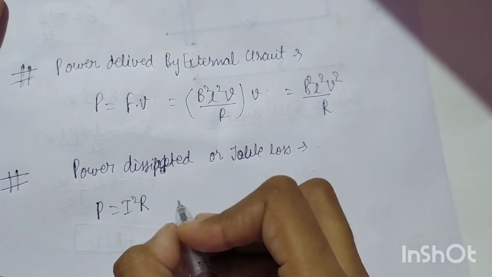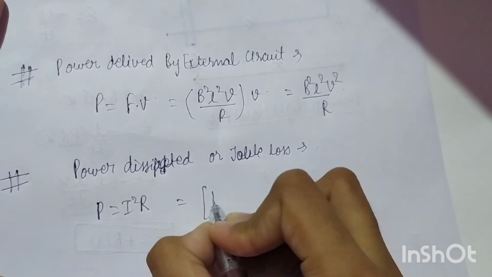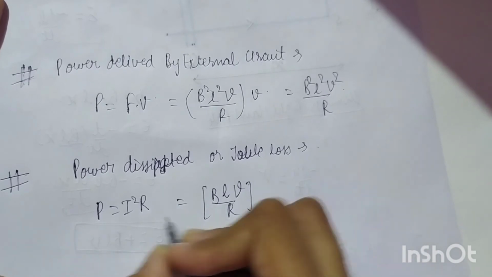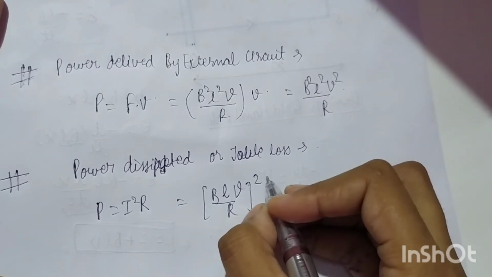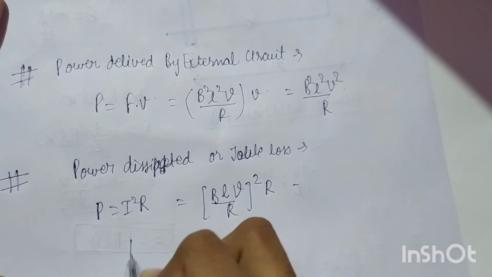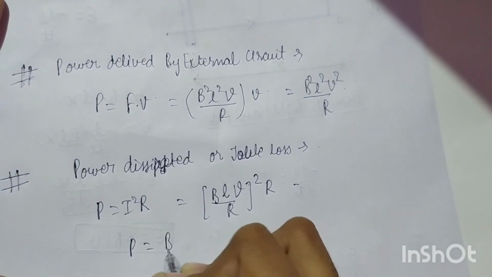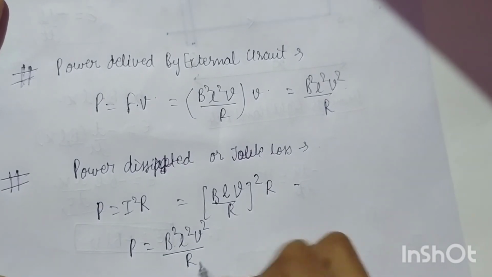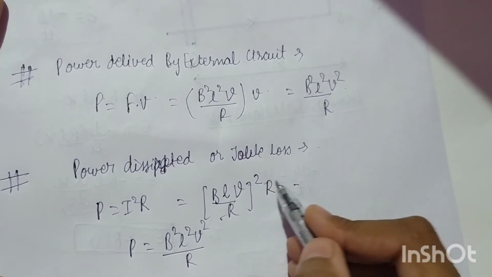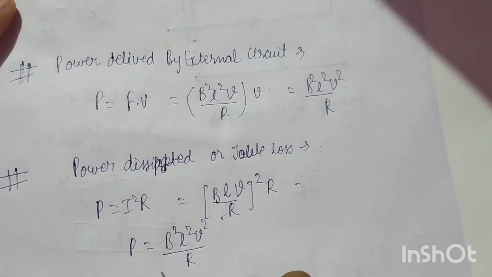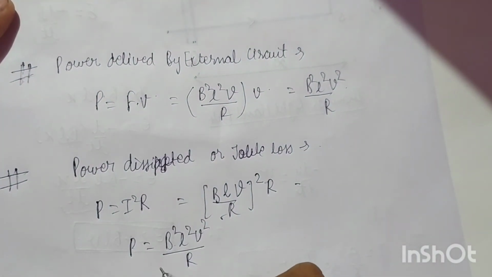Now we already know the value of I, that is B L V divided by R, and here we are having the square of I. Now what do we get as the value of power? Power is equal to B square L square V square divided by R. Why? Because here we have R square in the numerator's denominator against one R, so one R gets cancelled, and we get the value of power as this.